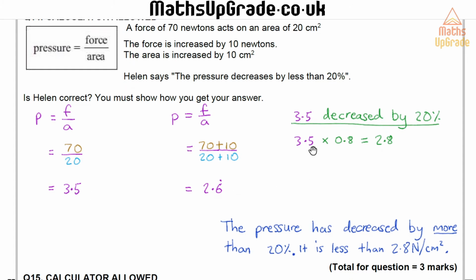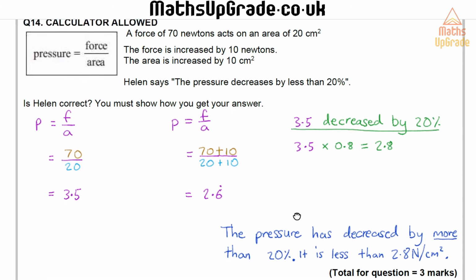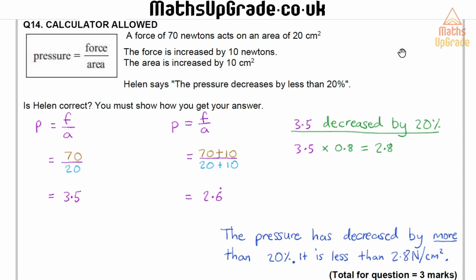But the pressure has decreased by more than that. The pressure has decreased to 2.6 recurring. So it's decreased by more than 20%. In other words, it's less than 2.8 newtons per centimeter squared. So essentially I'm comparing this value with this value here. The whole question there is worth 3 marks.